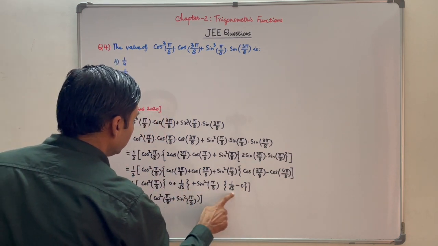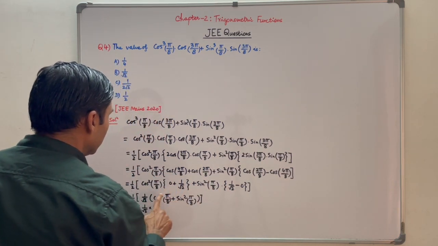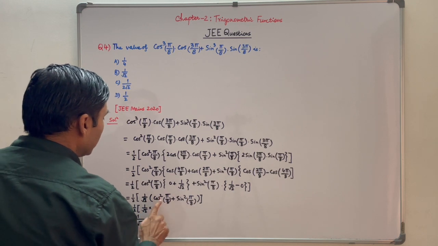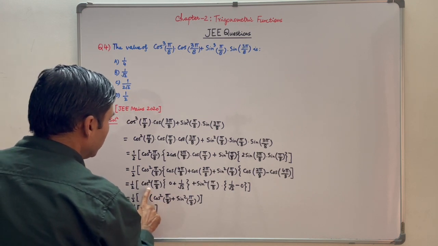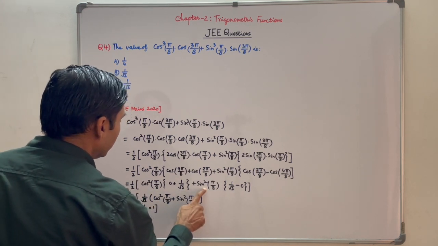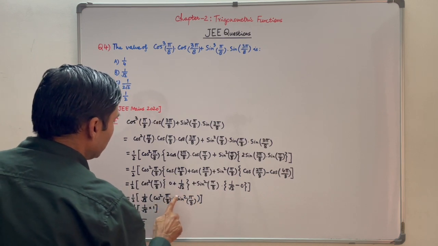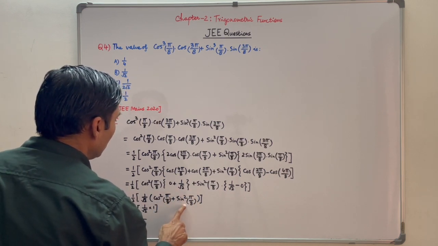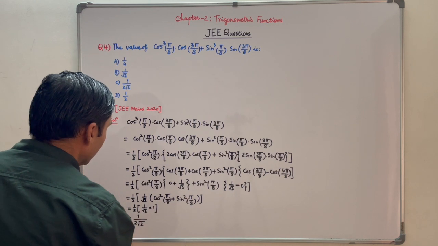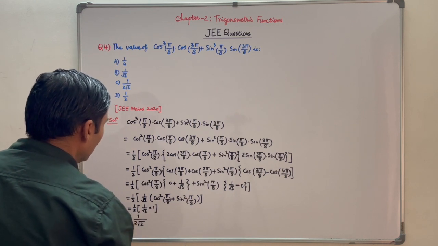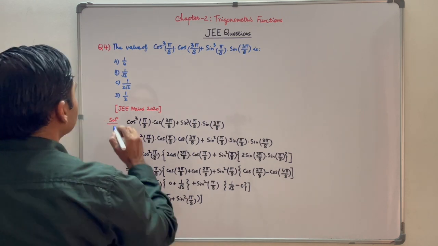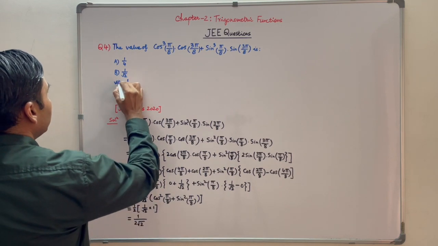1 by root 2 is taken as common in both the terms. So in bracket, it comes out to be cos square pi by 8 plus sin square pi by 8. And we know that cos square theta plus sin square theta is equal to 1. So the value comes out to be 1 upon 2 root 2. So the correct option is option C.